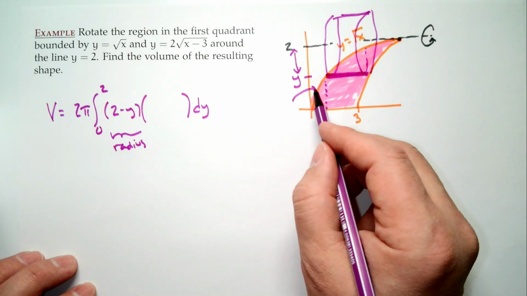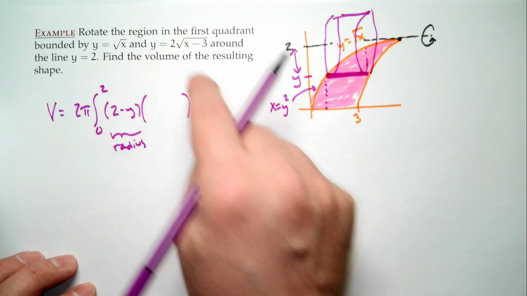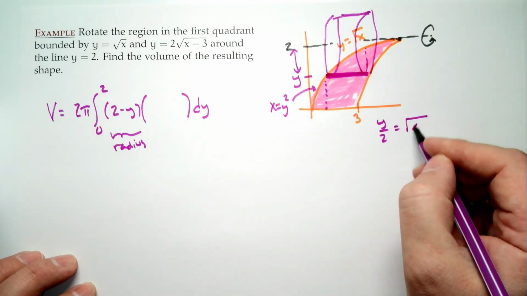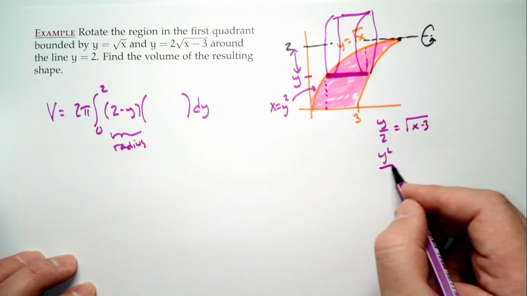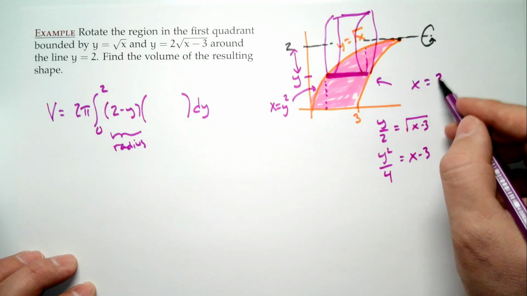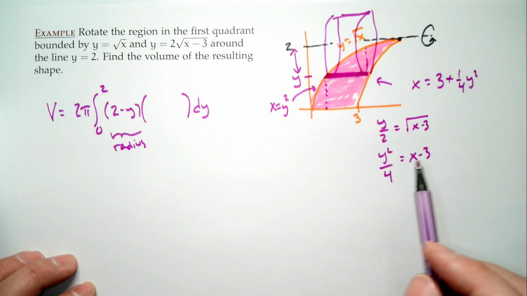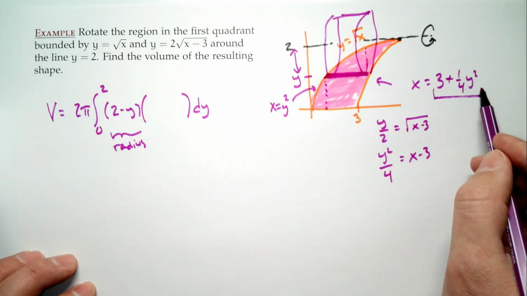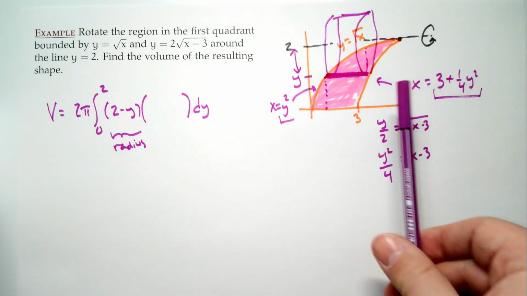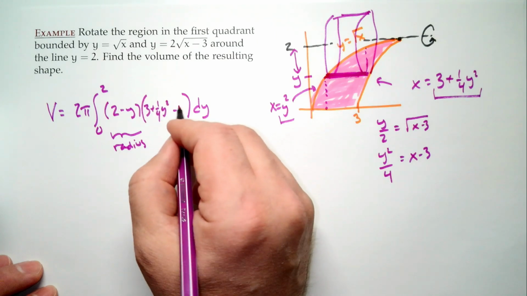So we have the 2 curves. y equals square root of x becomes x equals y squared. Just square both sides. Here, well, it's a little bit more interesting. You divide both sides by 2. y over 2 equals the square root of x minus 3. Square both sides. y squared over 4 equals x minus 3. So this is the curve x equals 3 plus 1/4 y squared. So what's the height? How do you find it? You subtract right minus left. High value minus low value. See? High minus low. So it'll be 3 plus 1/4 y squared, subtract y squared.